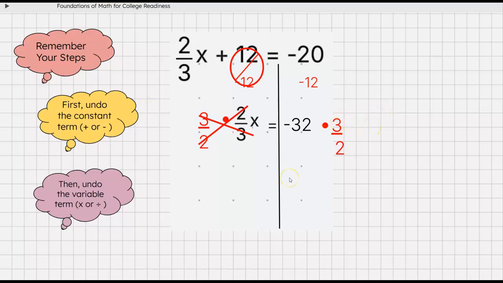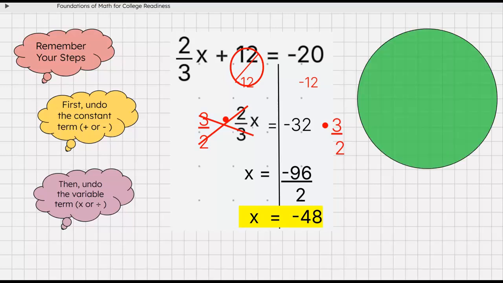So we'll have 1x equals negative 32 times 3/2. Negative 32 times 3 up top is going to be negative 96. And then don't forget, it's going to have to be divided by 2. So negative 96 divided by 2 is actually negative 48. So let's check this. Are we correct? Because that was a fraction, right?